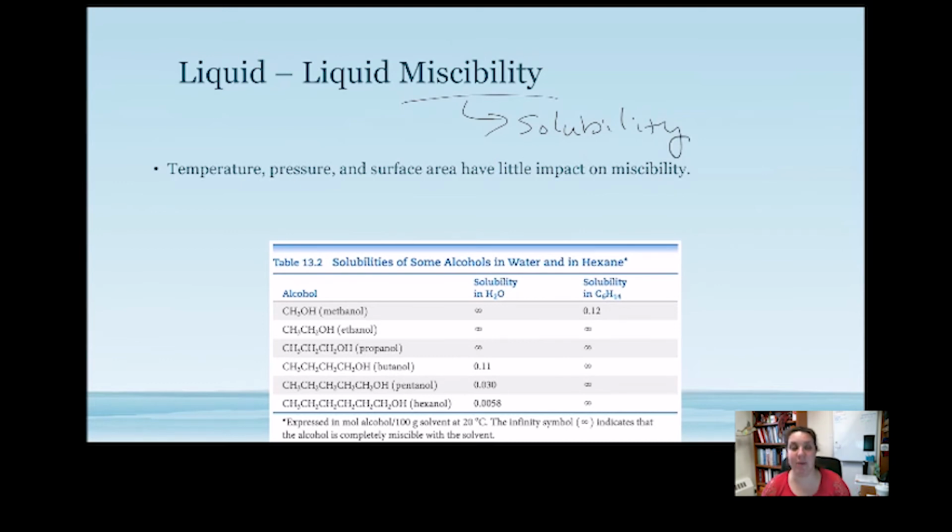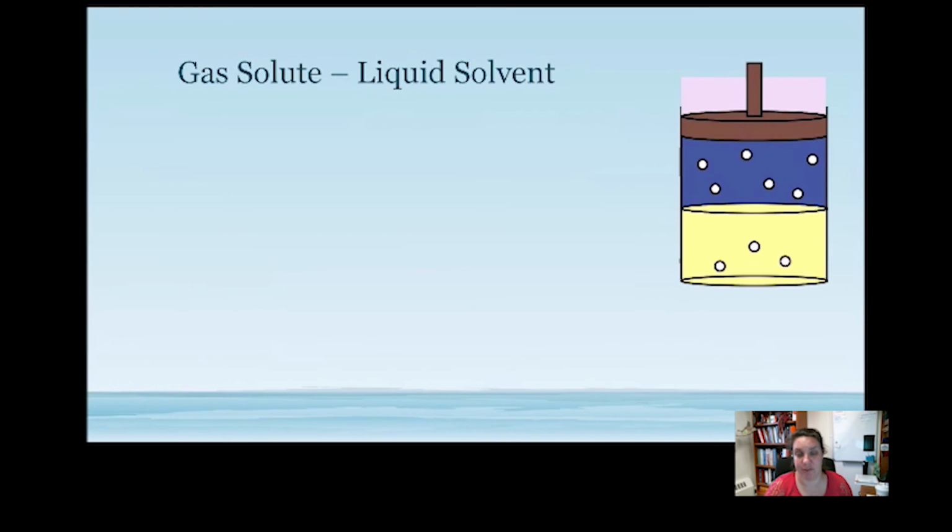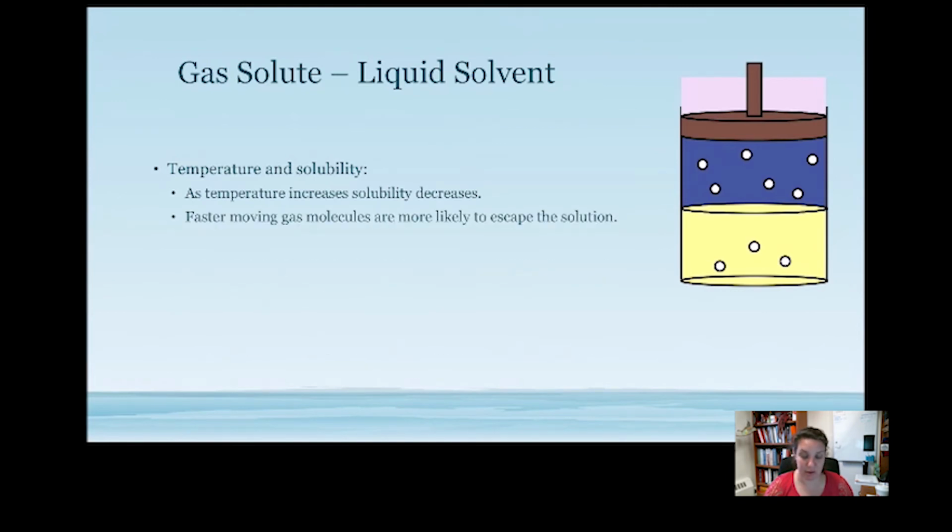There will be little impact of temperature, pressure, or surface area. If we have a gas solute with a liquid solvent, if we think about temperature and solubility, as we increase temperature, we're actually going to decrease solubility. The reason for this is because now we have faster moving gas particles. Faster moving gas particles are going to be much more likely to escape the solution.